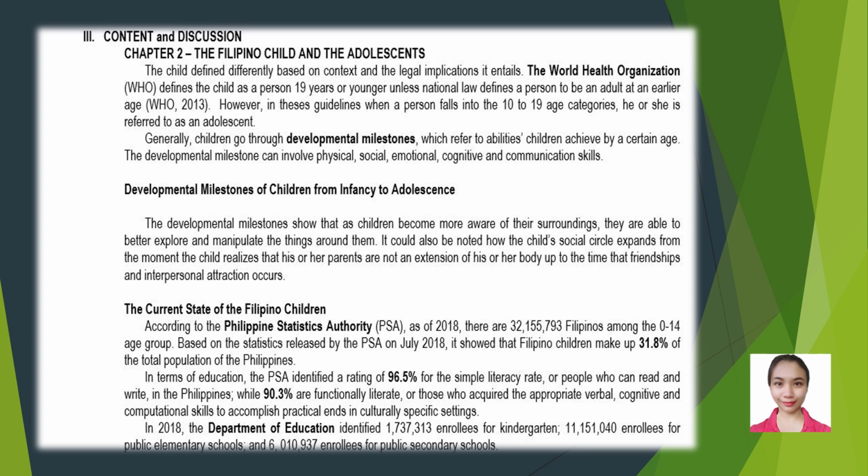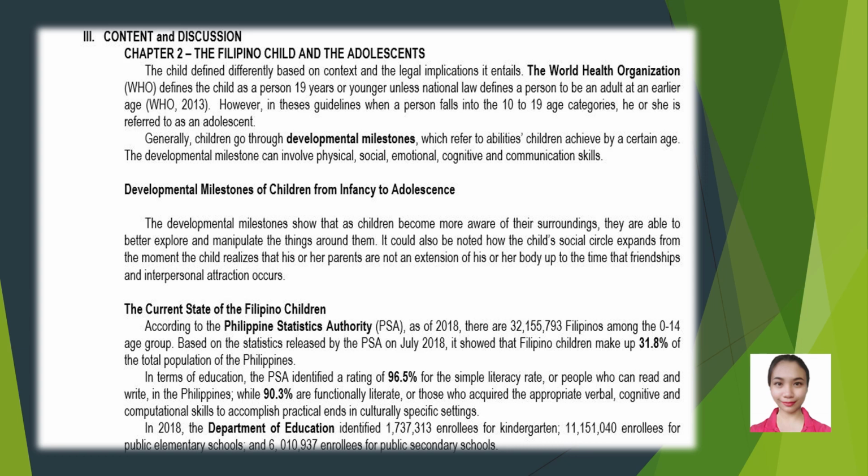But class, when we talk about our country, the Philippines, the age bracket of a child is defined as ranging from his or her birth up to the age of 12. So from the beginning of his or her life until he or she reaches the age of 12, that is the concept of the Filipino people of being a child.